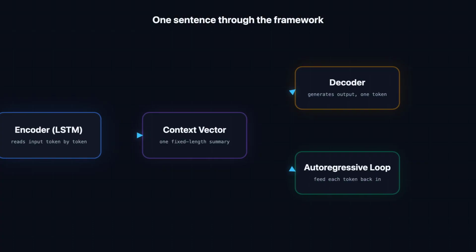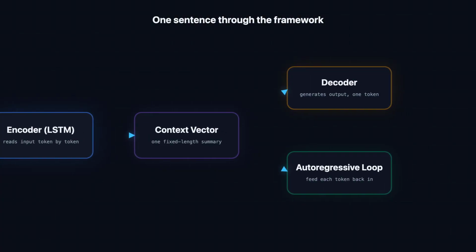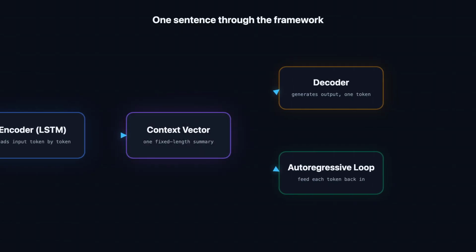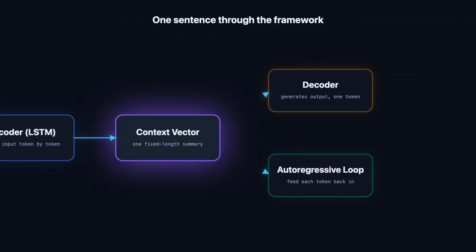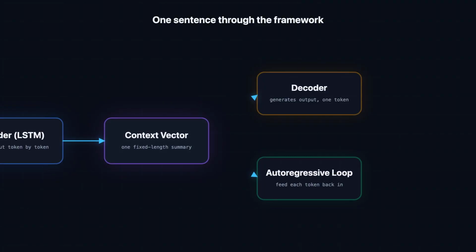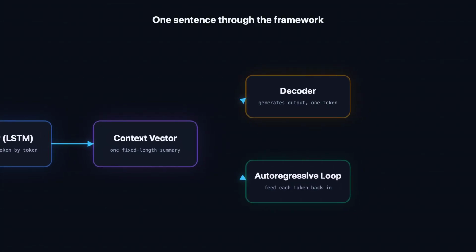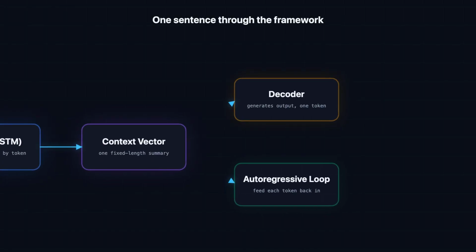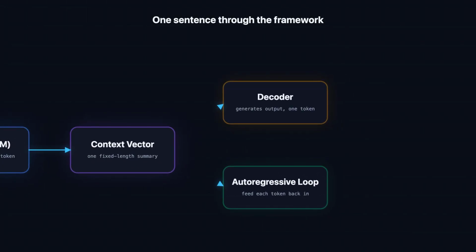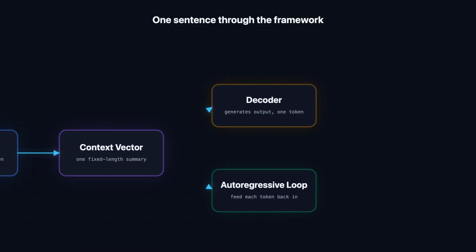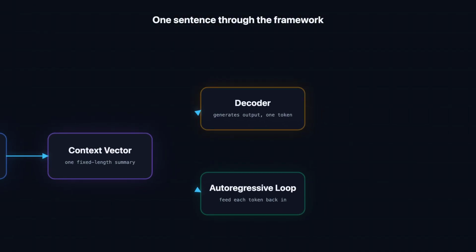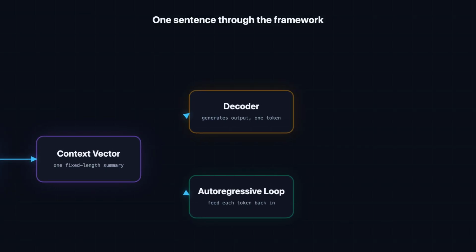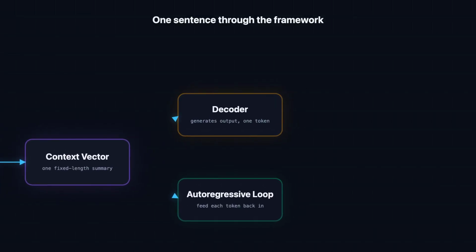Think of it as reading a sentence and building up an understanding word by word. That final state becomes the context vector, a single fixed-length summary of the whole input. This is the handoff point. Everything the encoder understood about the sentence gets compressed into this one bundle of numbers, and that bundle is all the decoder will get to work with.